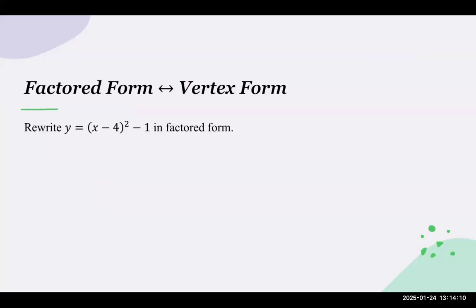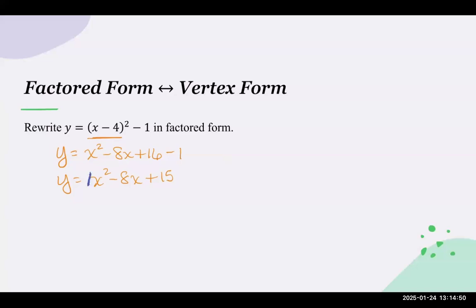Last but not least, if we go the other way from vertex form to factored form, again, our first step is going to be to change into standard form. So x minus 4 squared is going to be x squared minus 8x plus 16. Then we have the -1. So we're looking at y equals x squared minus 8x plus 15. And then from there, we can go to factored form.